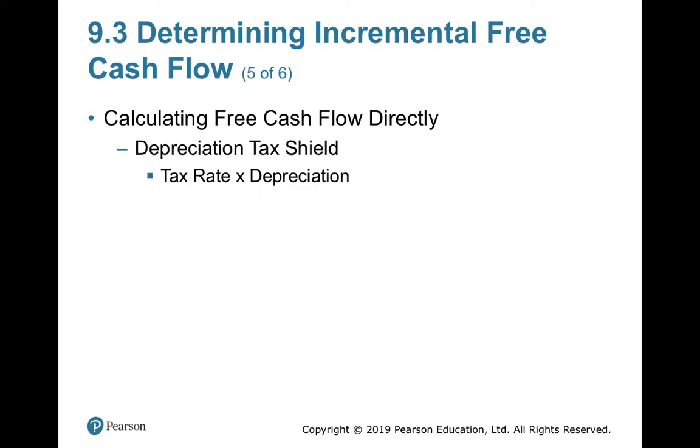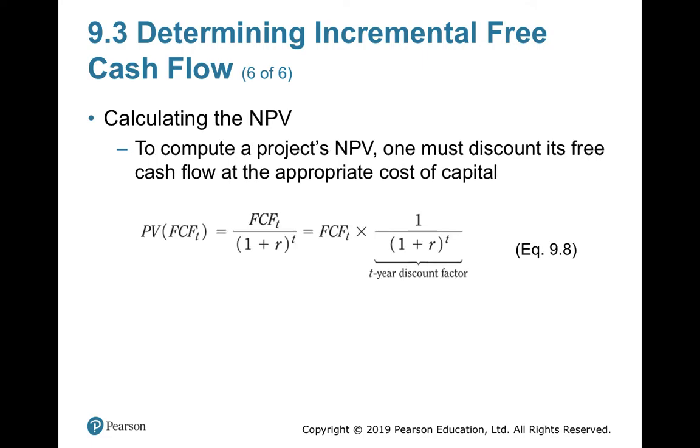So calculating the free cash flow directly, you can calculate the depreciation tax shield by tax rate multiplied by depreciation. We have done one right treatment, wrong treatment. There we have calculated how depreciation tax shield is calculated. Directly in a question, it might be asked, calculate the depreciation tax shield. How will you do it? Tax rate multiplied by depreciation is equal to depreciation tax shield.